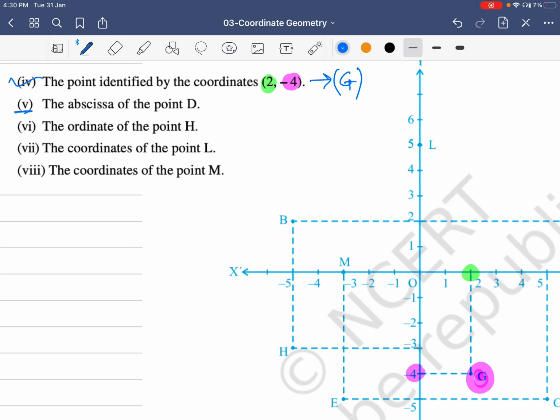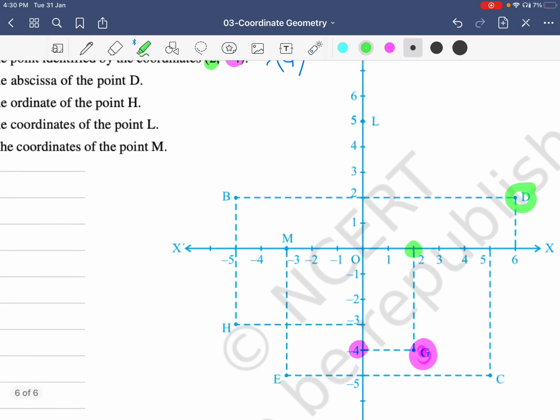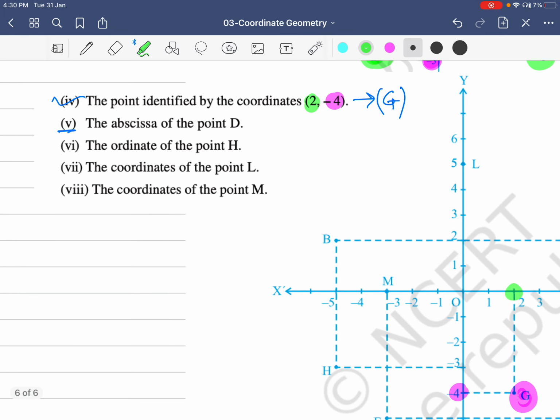Now the fifth question: we have to find the abscissa of the point D. First of all, let's locate point D. Where is point D? Yes, this is the point D. Now, what is abscissa? This term, abscissa, is basically a fancy term for x coordinate.